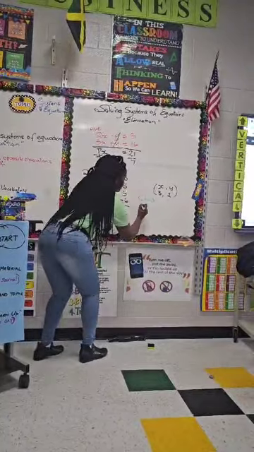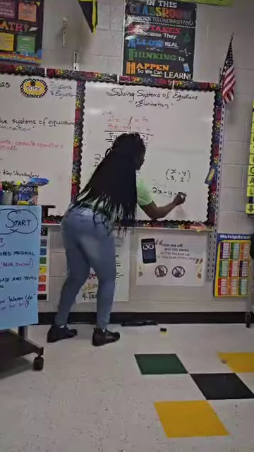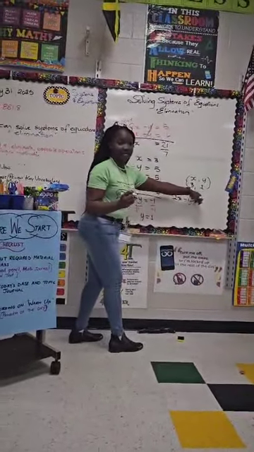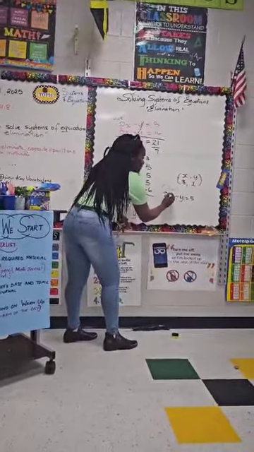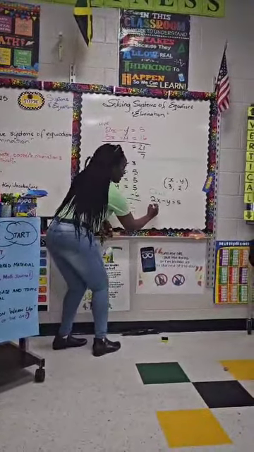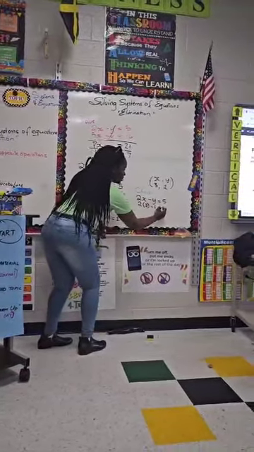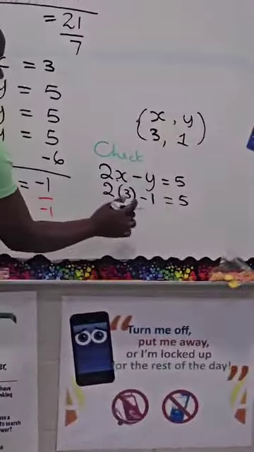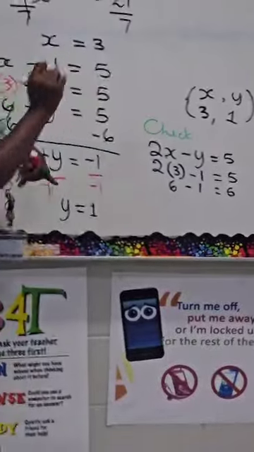We have 2x minus y equals 5. So I'm just going to put these two values in for x and y to see if it is true. And if it is true, I know I have done my problem correctly. So I have 2 times 3 minus 1 should give me 5. 2 times 3 is 6. 6 minus 1 is 5. So it worked for the first equation.